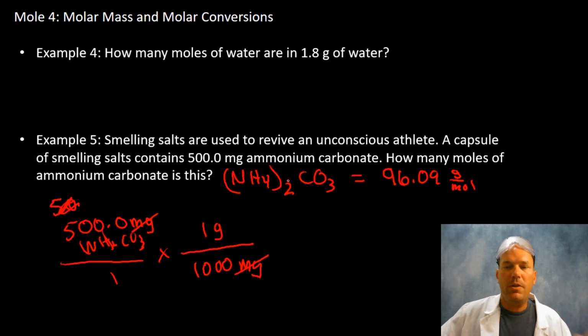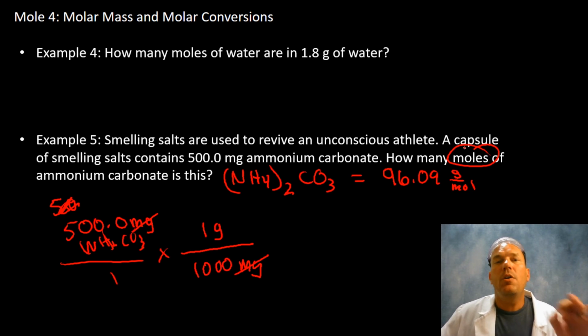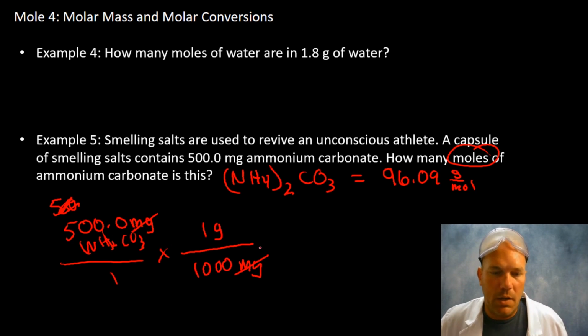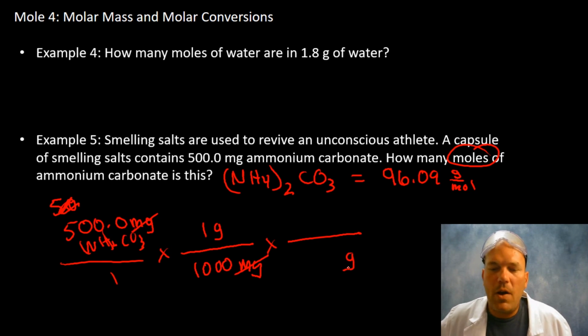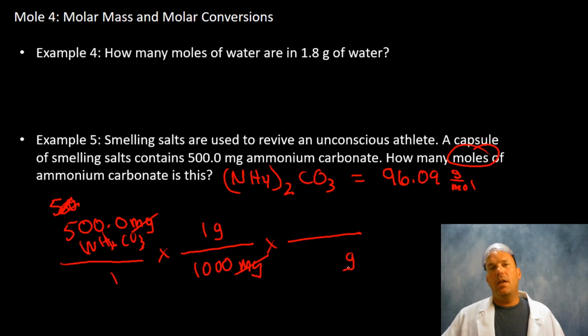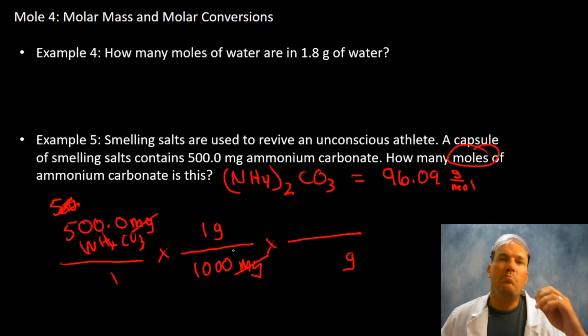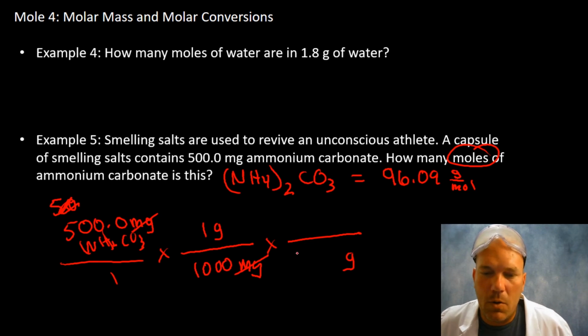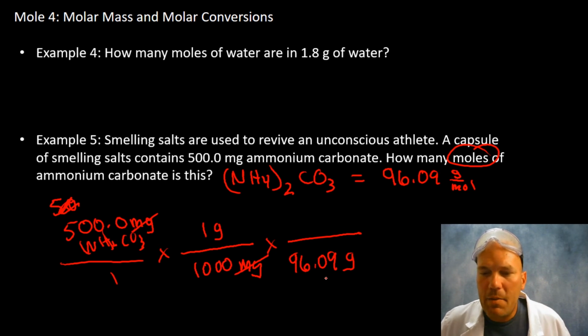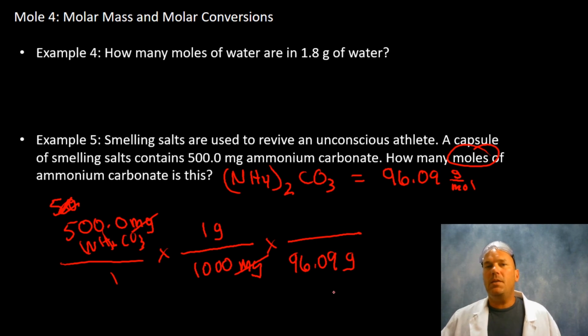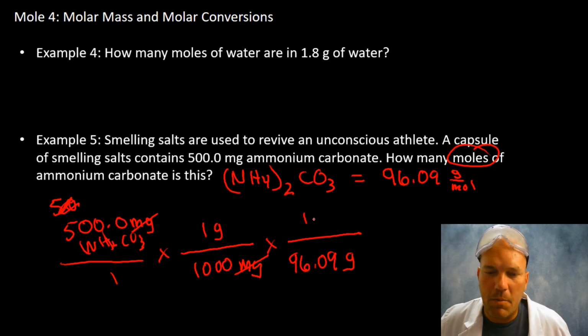But remember, what are we ultimately trying to get to? Moles. All right, so we're going to continue on our little journey here. I know I need grams to cancel. The connection is molar mass. So using the number you calculated, there are 96.09 grams of ammonium carbonate in 1 mole of ammonium carbonate.